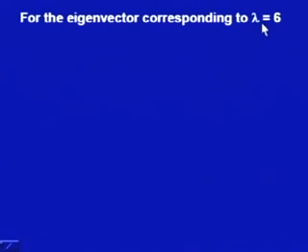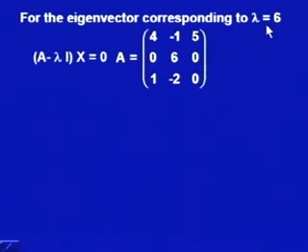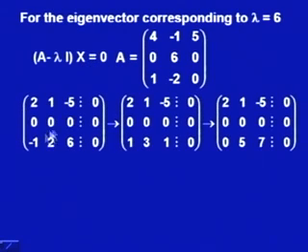The third eigenvalue was lambda is equal to 6. Again the whole thing is repeated: (A minus lambda I) into x is equal to 0 for this given value of A. The augmented matrix is obtained first. We apply elementary transformations, and this time these elementary transformations lead to this matrix. Here this row becomes 0.